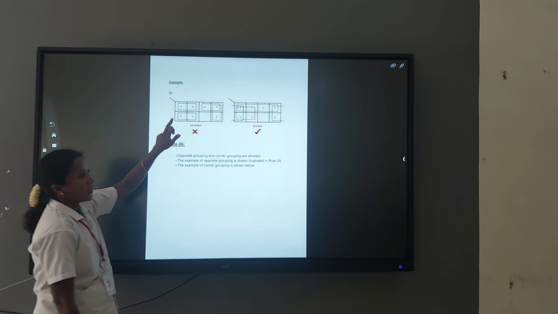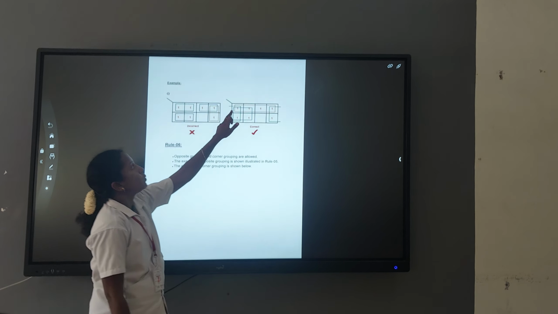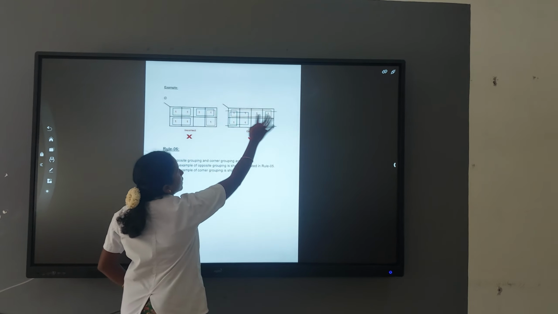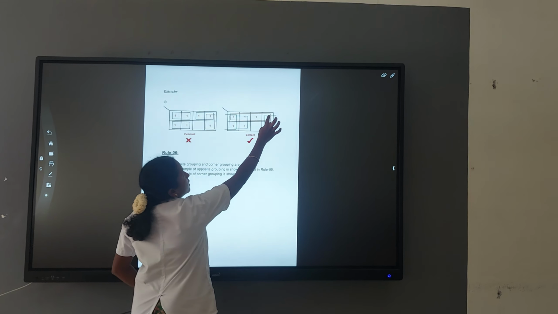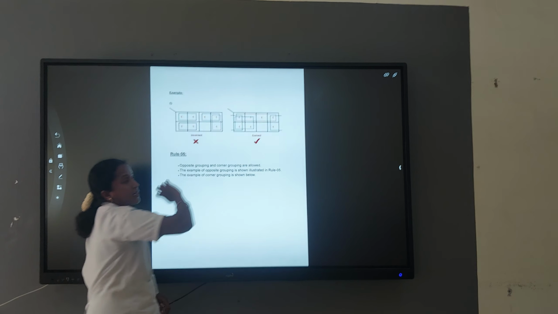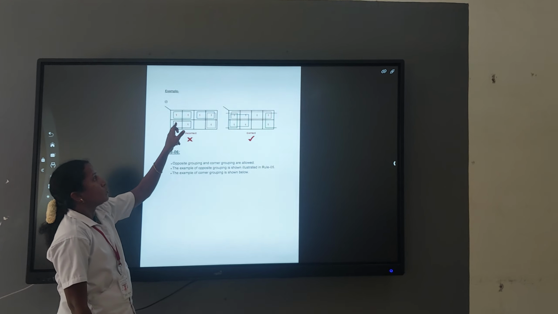So this is the not in... we want to do like this only. So these 4 ones, okay, we can do like this manner, or these 4 ones, okay, then this corner group, like that only we want to do. No need to do it like this.